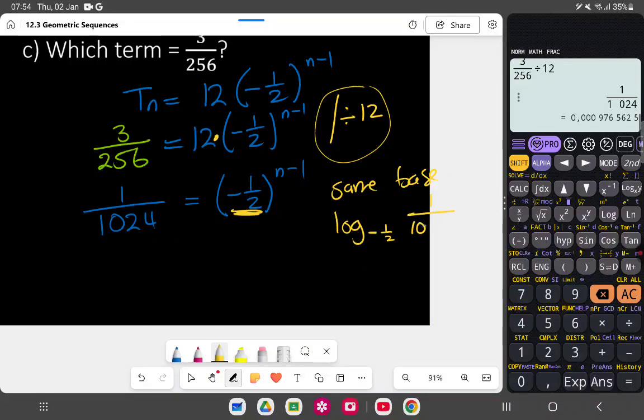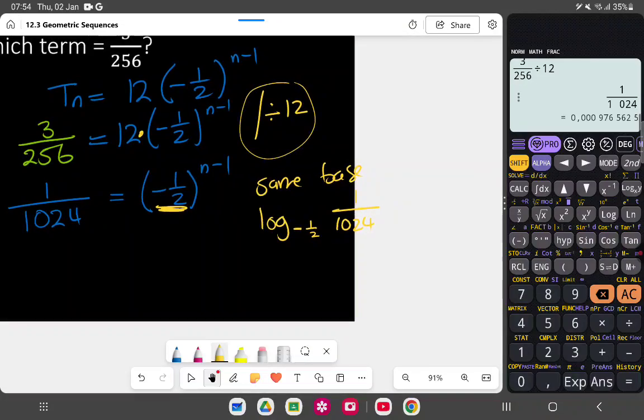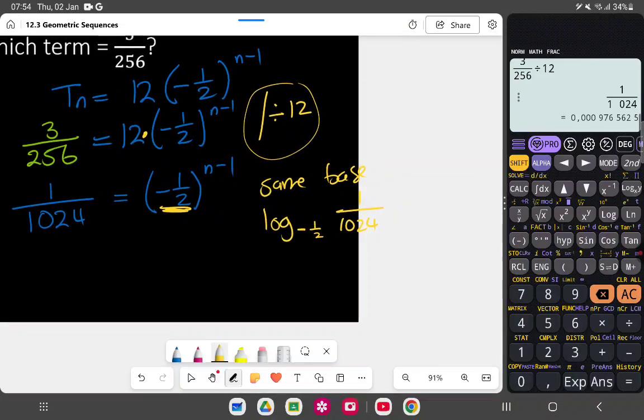1 over 1024. Okay, so let's have a look. If I go to my calculator, I'm going to log negative 1 over 2, sideways, 1 over 1024. And I press equal. Can you see that I have the I number at the bottom there?